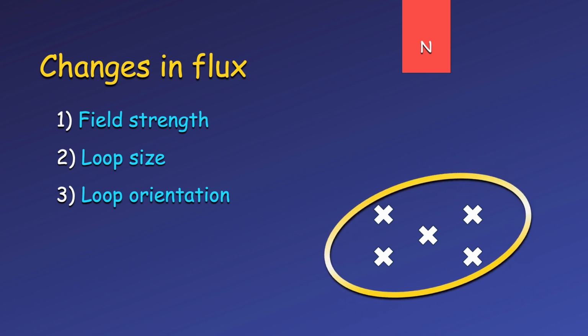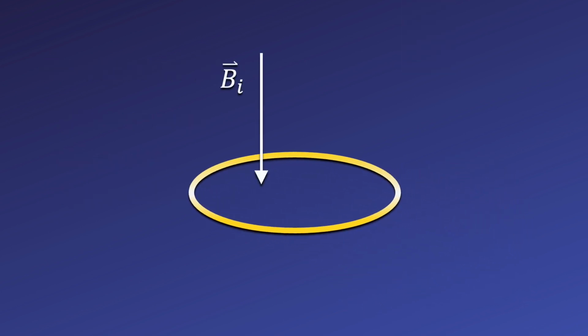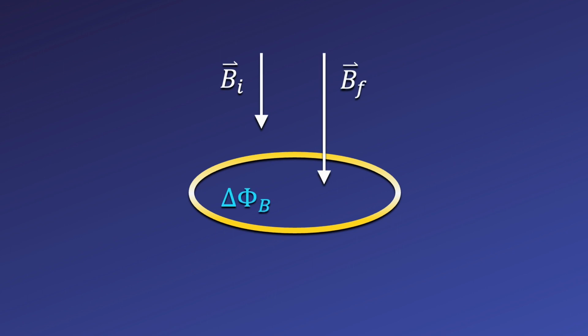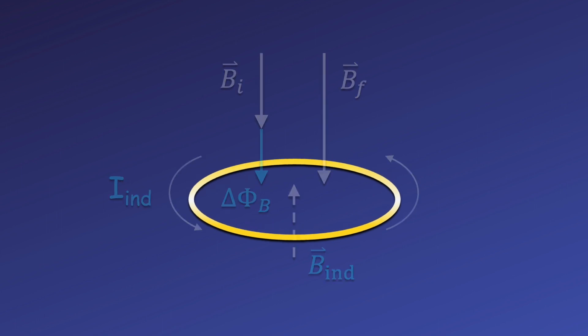Let's take the example of field strength changing. For a field that is initially going downward through our loop, if the field strength decreases, the change in flux is upward, so the magnetic field induced will oppose this change and point downward. This means the induced current will move clockwise from a top-down view. If instead the field strength were to increase downward, the change in flux would be downward, and the induced field would oppose this change and be upward, and this will lead to a current that is counterclockwise.